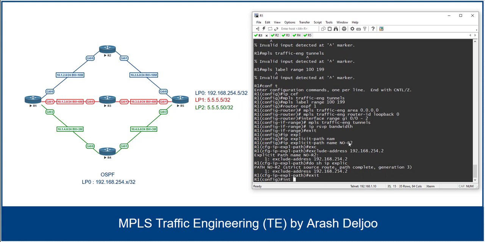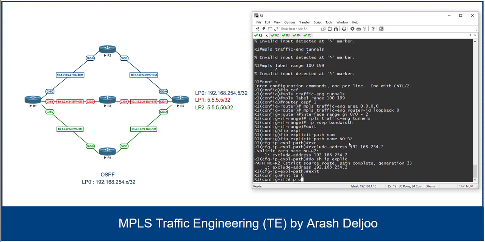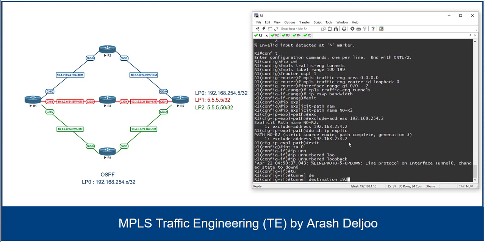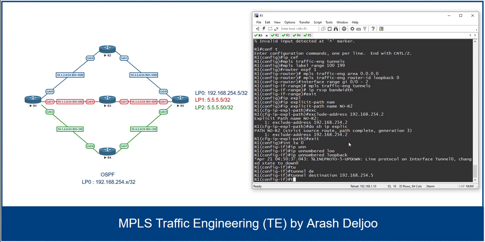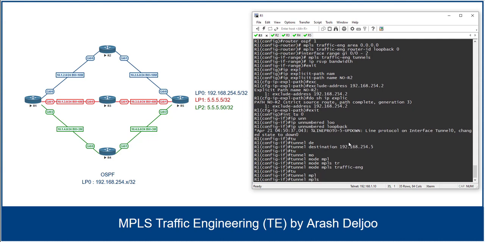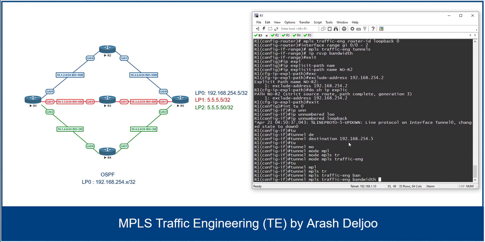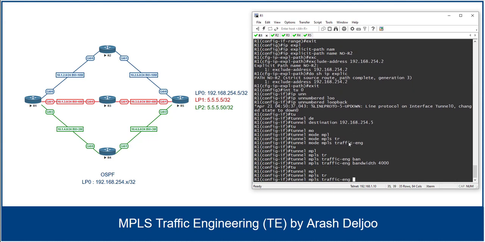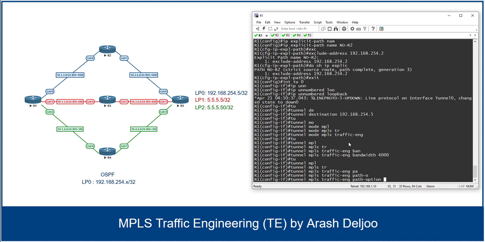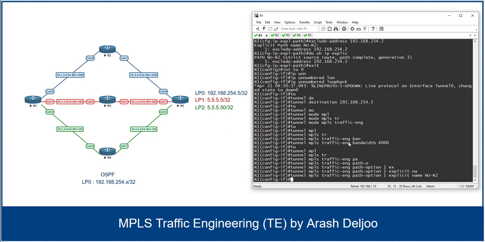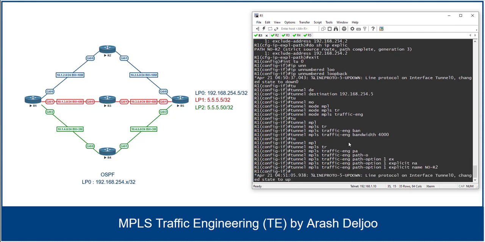All right, then interface tunnel 0, IP unnumbered loopback 0, and then tunnel destination is 192.168.254.5. Tunnel mode is MPLS traffic engineering, and then tunnel MPLS traffic engineering bandwidth requirement is 4000, and finally tunnel MPLS traffic engineering path option 1 is explicit, and then name is no R2. The tunnel will come up, and we expect to see that this tunnel now uses the red path.